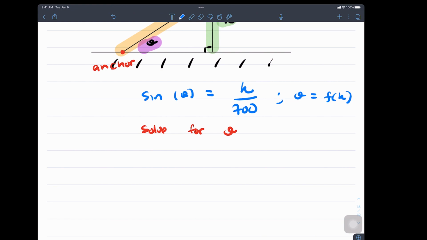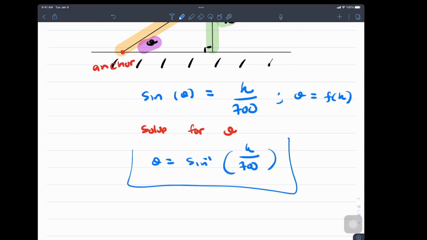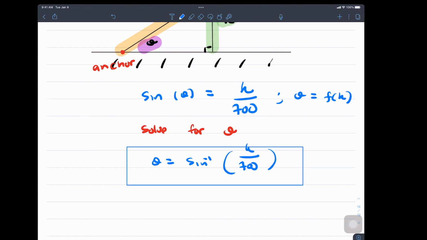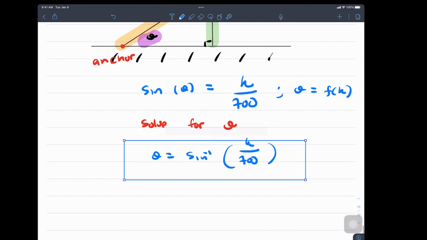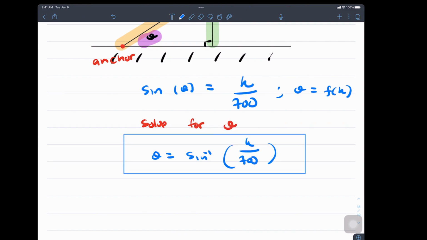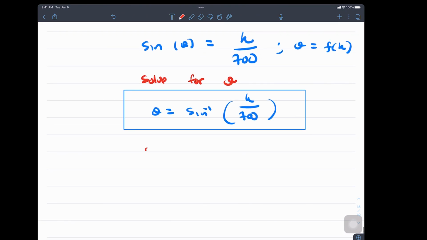So you say, oh, I know what I can do. This is by definition what? The inverse sine of what? H over 700 here. Okay? So now you're free, and you say, what good is this, right? So why do we care?